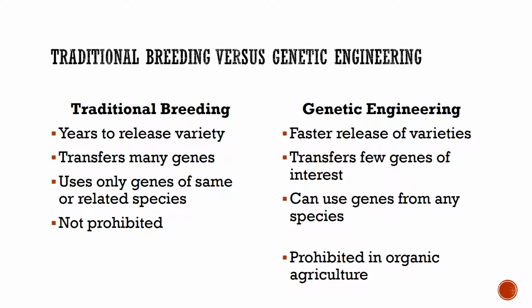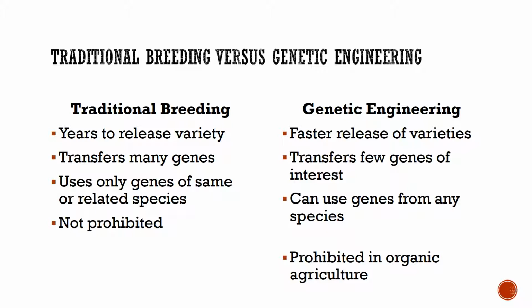So, what are some traditional breeding aspects versus genetic engineering aspects? Traditional, we're looking at a couple of years to release, maybe 2 to 5 years. Has many genes. Okay, so again, when you look at this next graph, I'm going to show you, if you're breeding for one gene, you're going to get that one gene, but then it's going to have more genes with it. It will use only the genes of the related species, and it's not prohibited in the United States. Okay, so you can use traditional breeding within organic agriculture.